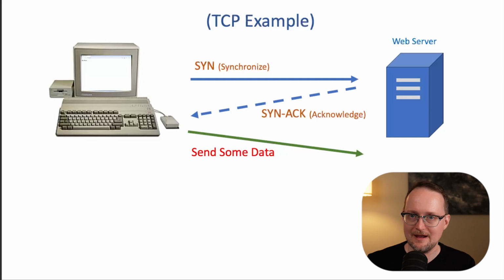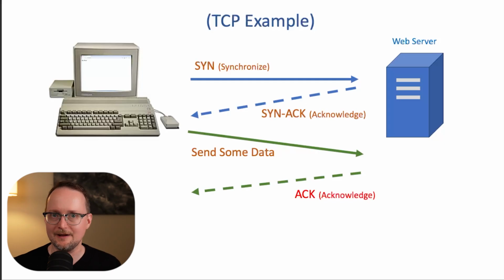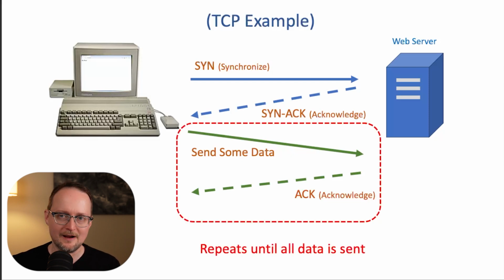With our connection now established, the client can make another request. This time it starts sending data to the server. And that data goes here in the TCP segment. The server then sends back a response with the state set to ACK to acknowledge that it successfully received the data. And this process is repeated until all the data is sent.